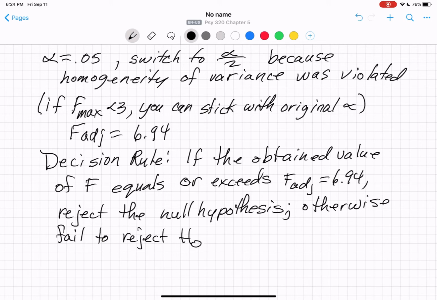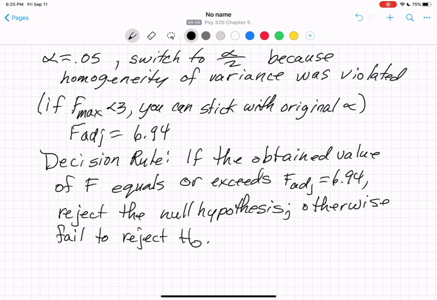Okay, and so remember, we're using this F adjusted here because we violated the assumption of homogeneity of variance. If we had not violated that, if our Fmax had been less than 3, we would use the table that's in our book with alpha equals 0.05, and we would be calling this F alpha instead of F adjusted. But otherwise, the rule would be written the same way.